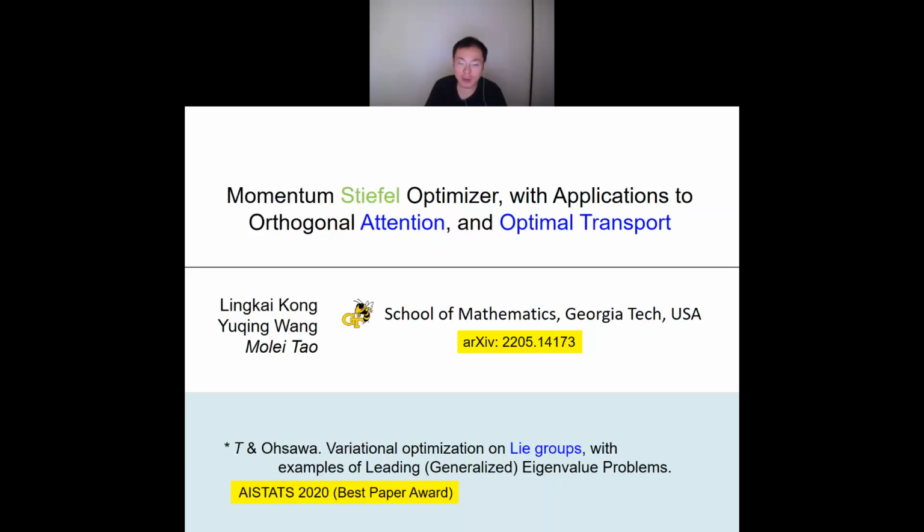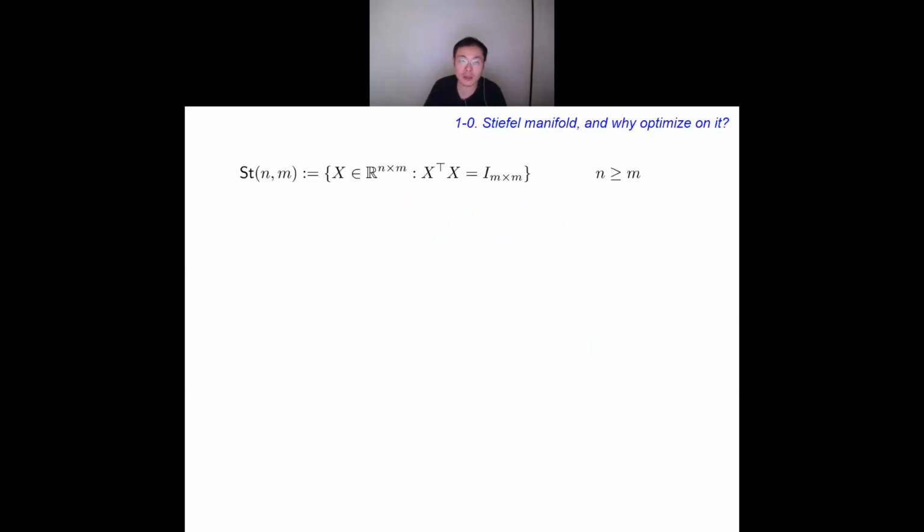If you have heard me or Tomoki Osawa talking about another work of ours, namely optimization on Lie groups, this work is different. That's because a Stiefel manifold is not necessarily a Lie group. So what exactly is a Stiefel manifold? A Stiefel manifold is basically a set of tall matrices, so n by m matrices that are orthogonal.